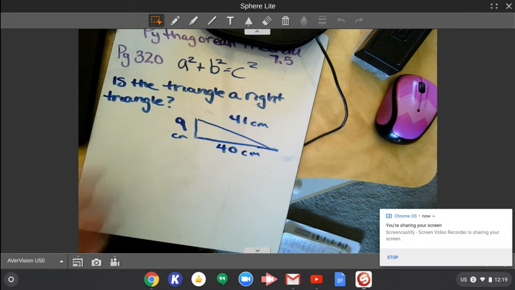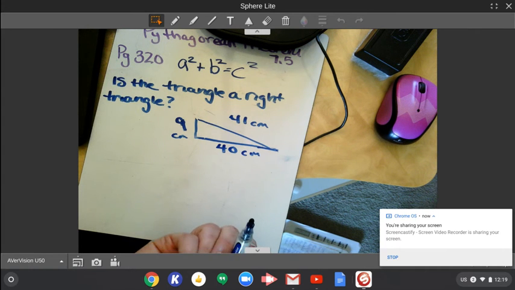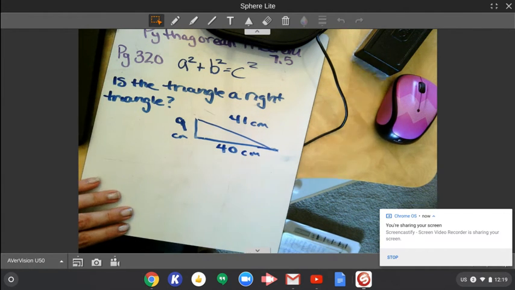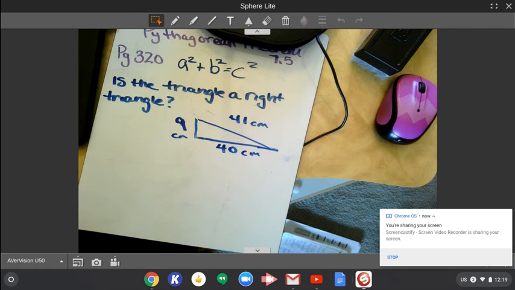Now, if you're given a triangle and you're not sure if it's a right triangle or not, how would we know if it's a right triangle? It would have a box in the corner, but this one doesn't. So we're going to use the Pythagorean theorem to decide if this is in fact a right triangle.